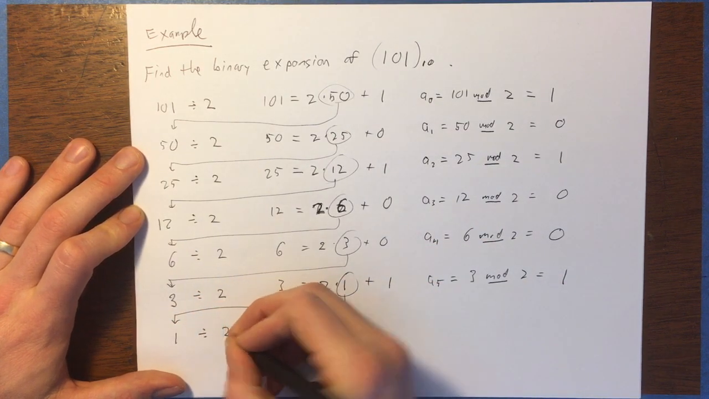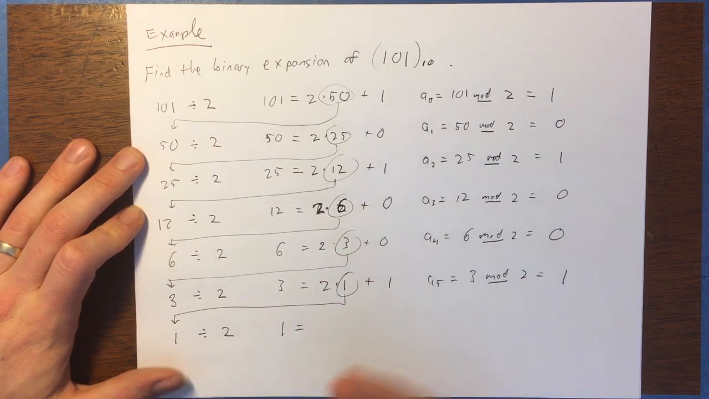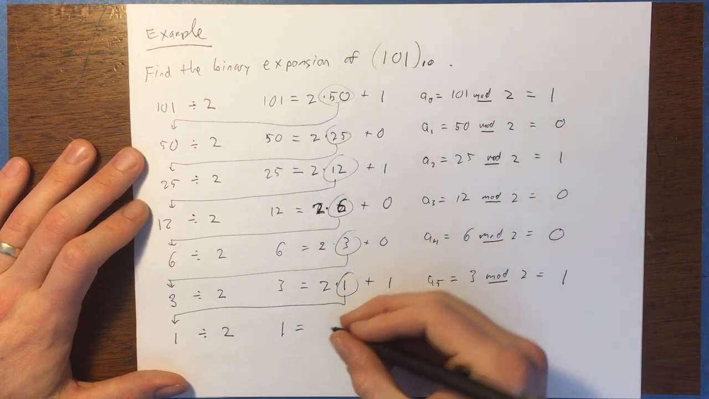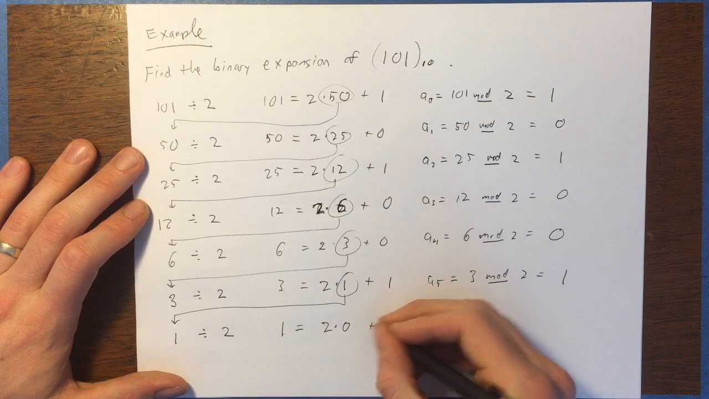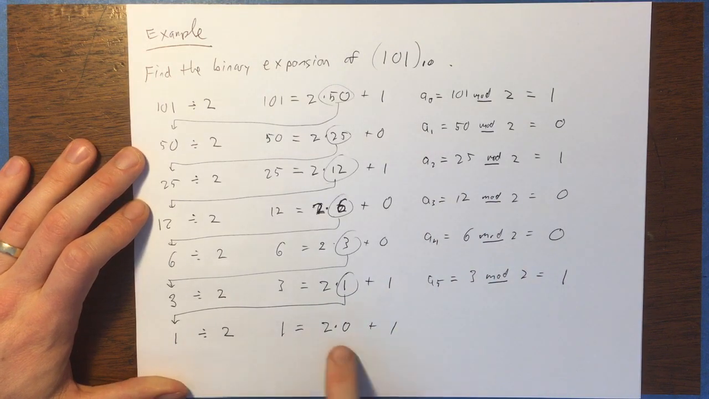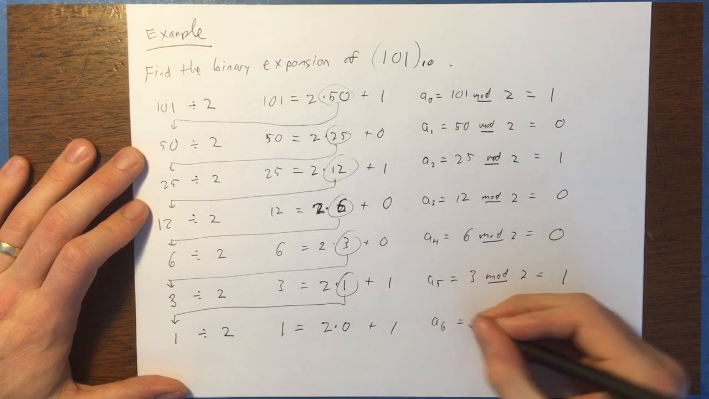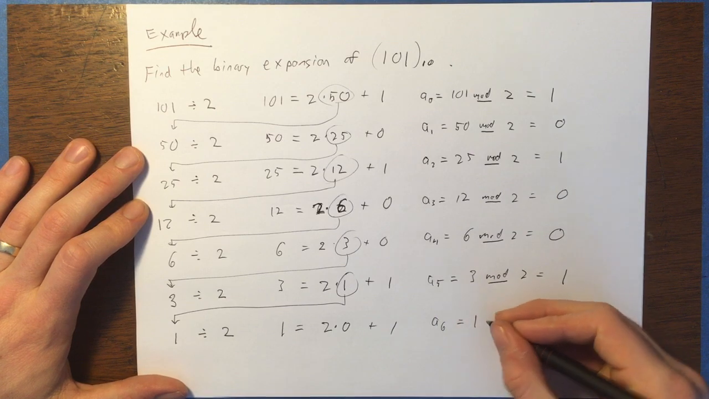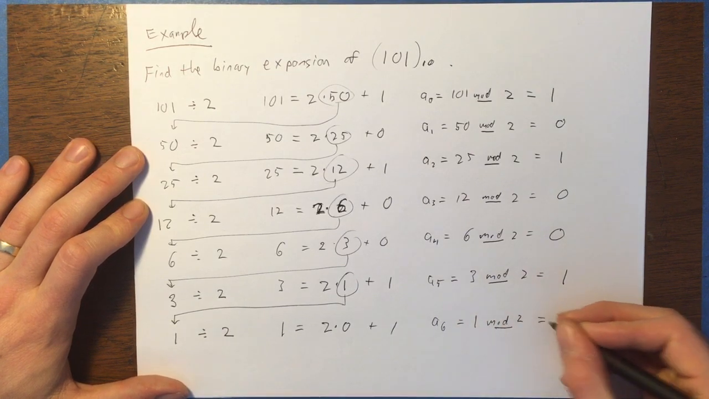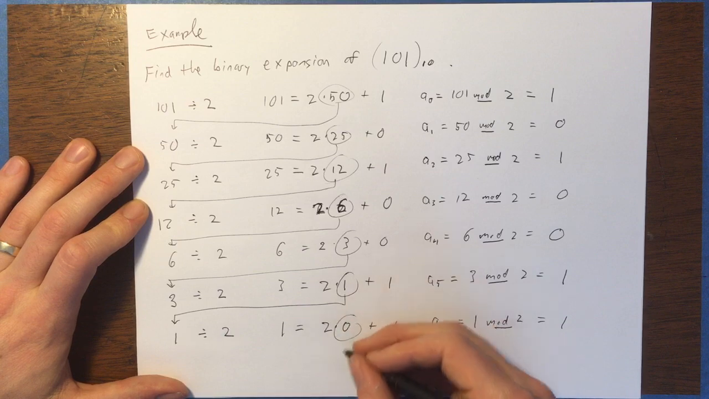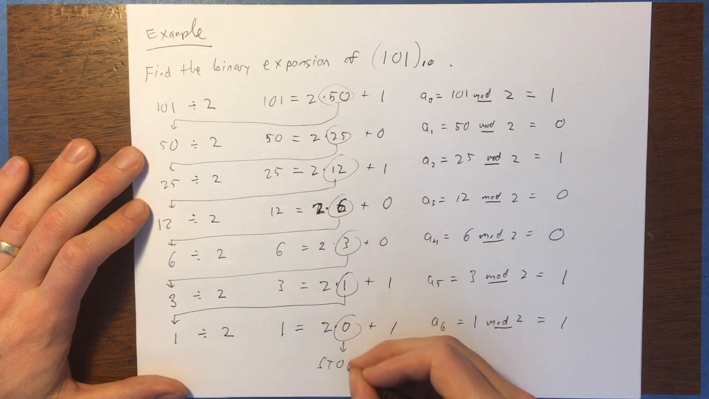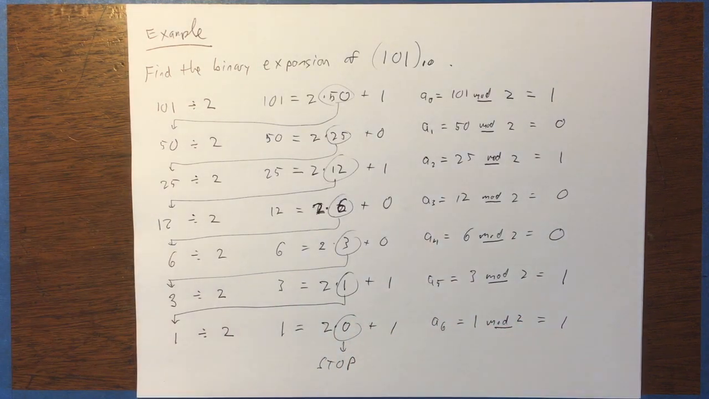1 divided by 2 is, well, 2 doesn't go into 1 any number of times, so it's 2 times 0, and then plus the 1 to get 1. So A6 is 1 mod 2, which is 1. And then now that we have a quotient of 0, we stop the algorithm. Great. Whew, that's kind of a long algorithm on that number, but that's what we've got.